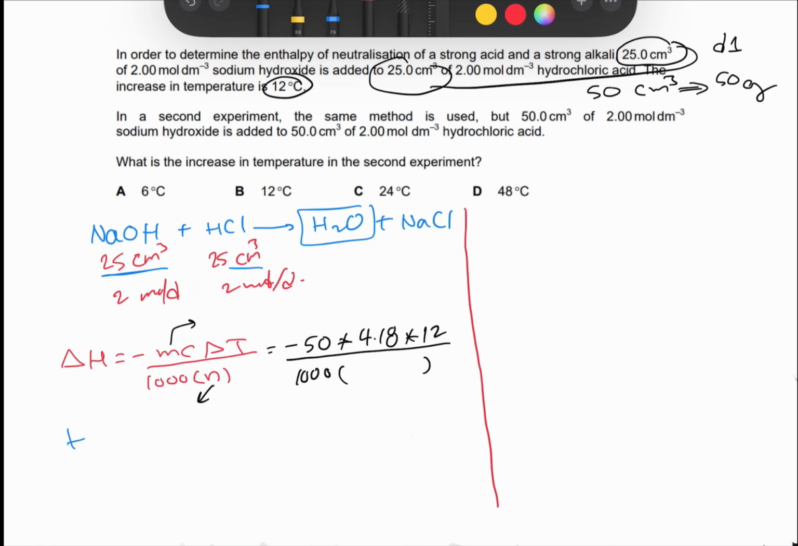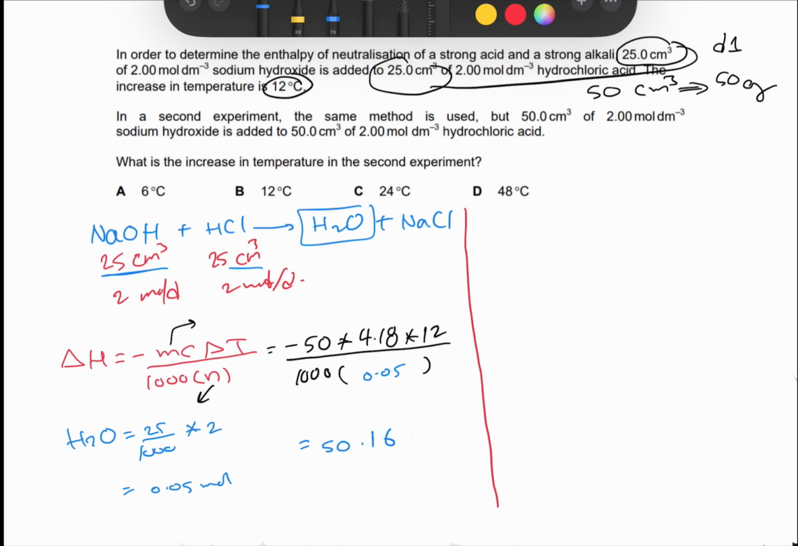So the moles of water in the first experiment are equal to 25 over 1000 to change them to dm cubed, and then we multiply by the concentration. It equals 0.05 mole of water. At this point, we put this 0.05 in. So if you use your calculator, the answer is equal to 50.16.